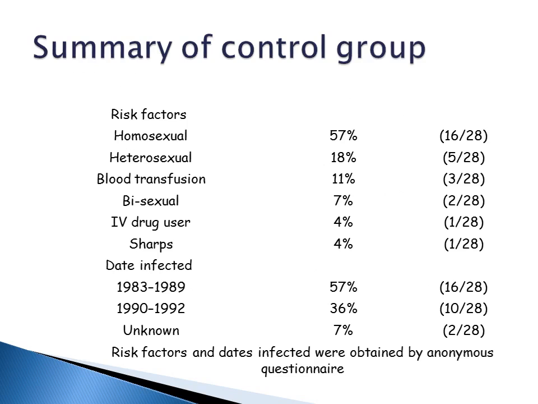So here's a summary of that control group. The risk factors involved: 57% of the controls were homosexual, 18% bisexual or heterosexual, 11% were blood transfused, 7% were bisexual, 4% IV drug users, 4% had incidents involving sharps, as well as their dates infected.